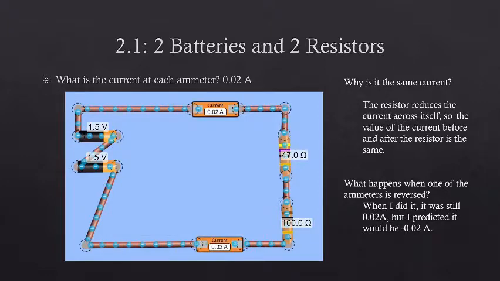The first simulation is shown here. At each ammeter, the current was 0.02 amps. This is the same because the resistor reduces the potential across itself, so the value of the current before and after each resistor is the same. When you reverse one of the ammeters, I predict it to be a negative value, but when you do it in the simulator, it's still a positive 0.02 amps.